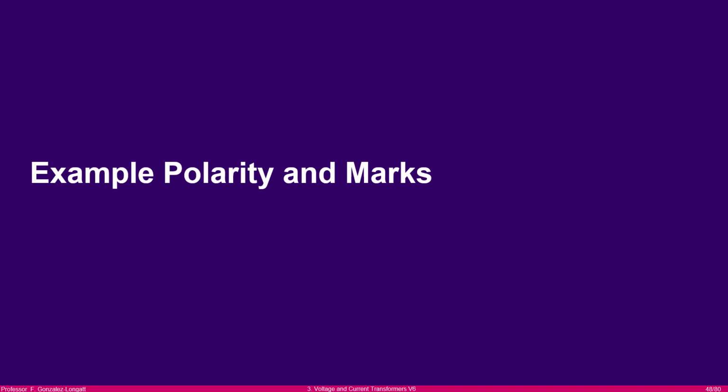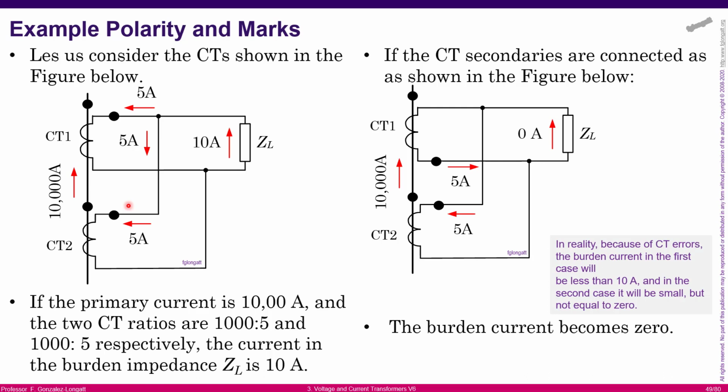There is a small example about polarity and marks, and let's start with this. Let's consider here we have two current transformers. Of course, they are in series connection at the primary. You can see CT1, CT2. Those big dots over there represent the marks for polarities, and there are 10,000 amps at the primary. Okay, 10,000 amps, and the transformer ratio is 1,000 to 5 and 1,000 to 5. Okay.